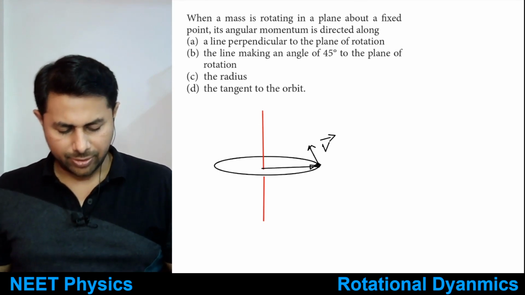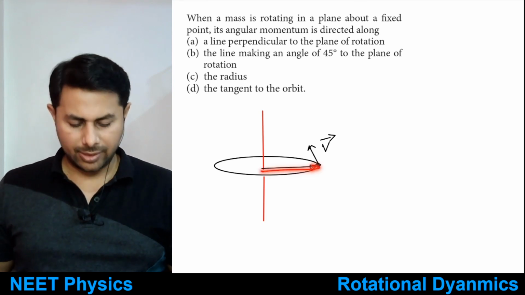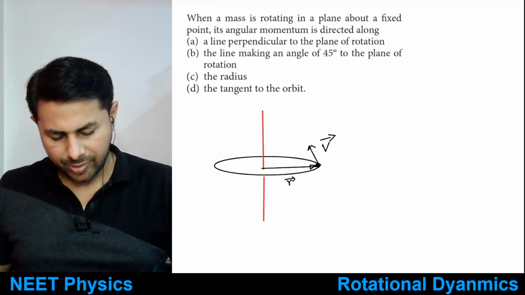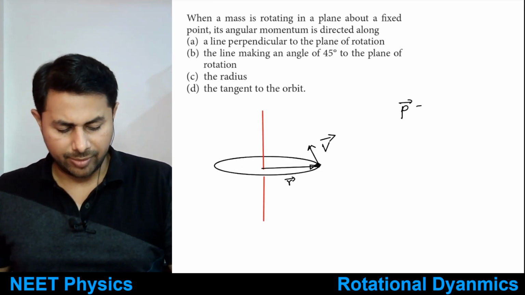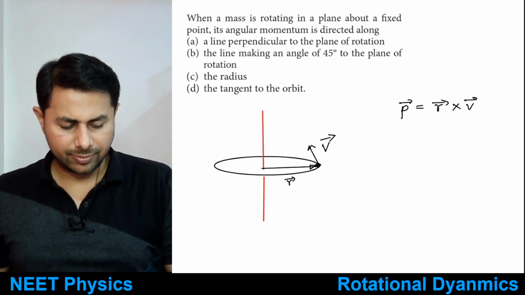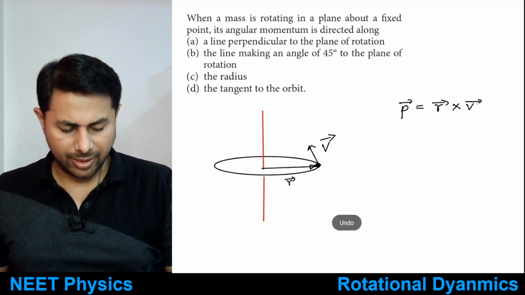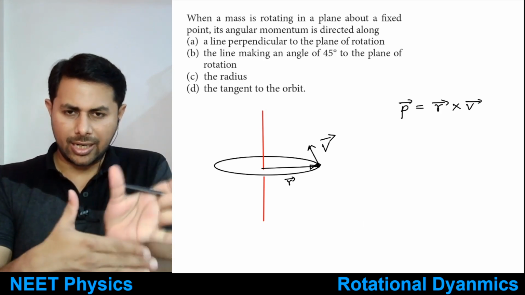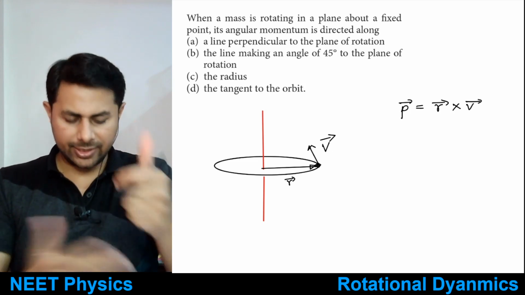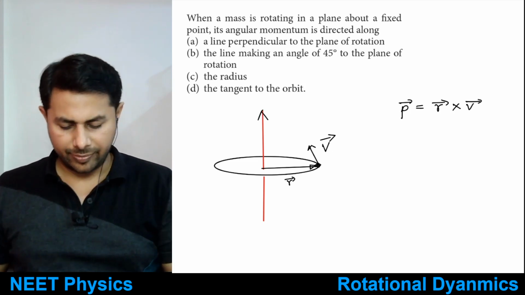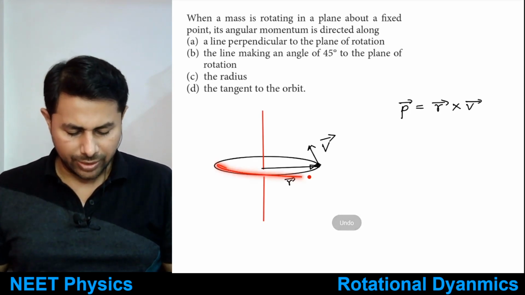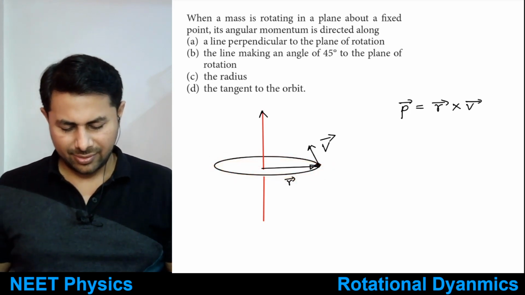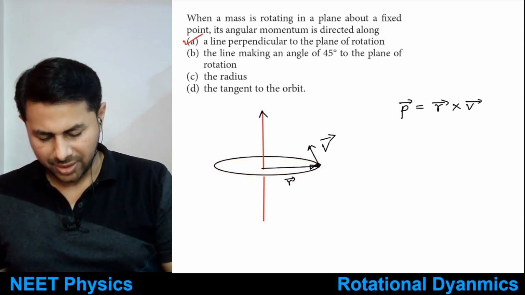So this is, suppose its position vector R bar. So what is the angular momentum? L bar is R bar cross P bar. So if you do R bar cross V bar, that means towards right and into the plane of the board, you will get the upwards direction, that is perpendicular to the plane of this rotation. I said board. Perpendicular to the plane of rotation. So that is option A.